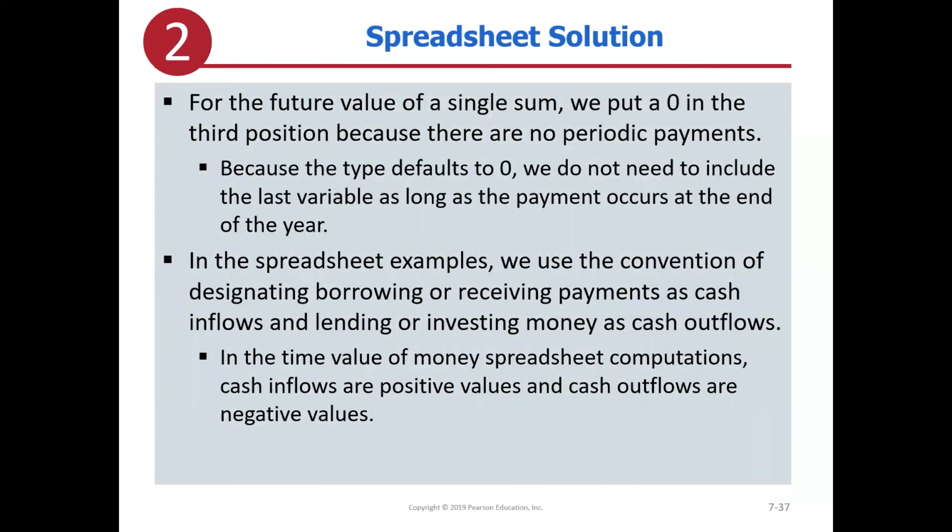So for the future value of a single sum, we put a 0 in the third position because there are no periodic payments. Because the type defaults to 0, we do not need to include the last variable as long as the payment occurs at the end of the year. In the spreadsheet examples, we use the convention of designating borrowing or receiving payments as cash inflows and lending or investing money as cash outflows. In the time value of money spreadsheet computations, cash inflows are positive values and cash outflows are negative values. In the next slide, in example 7.7, we will illustrate the spreadsheet approach.